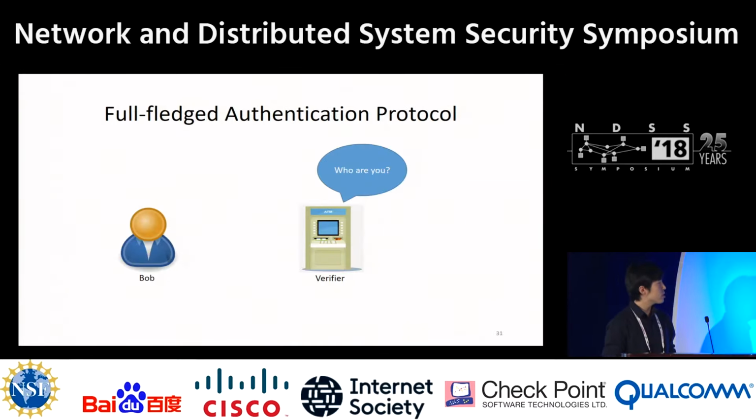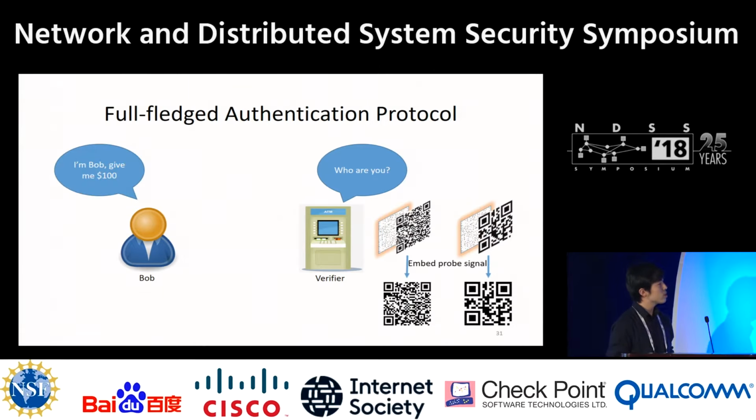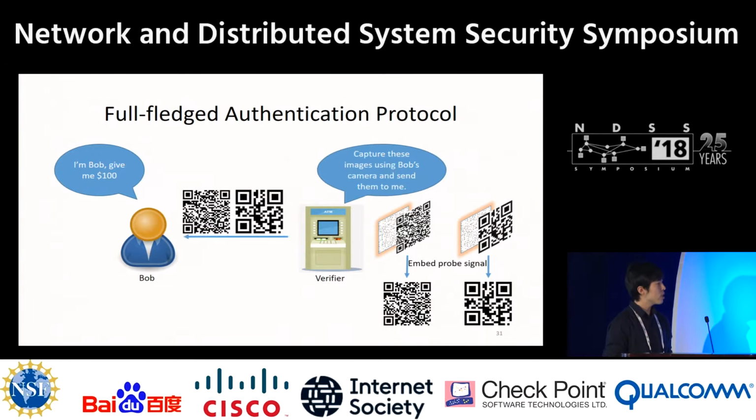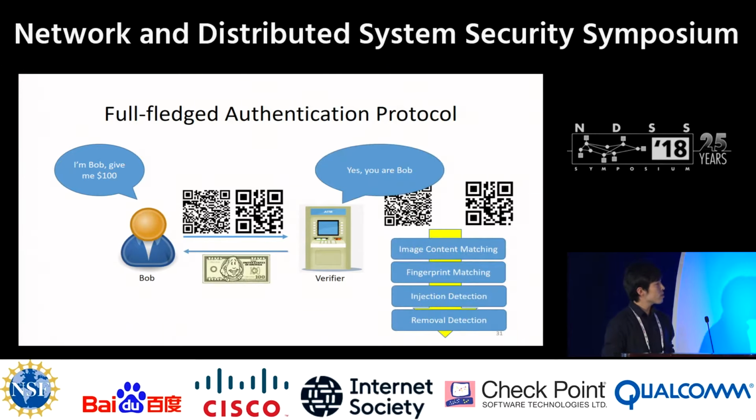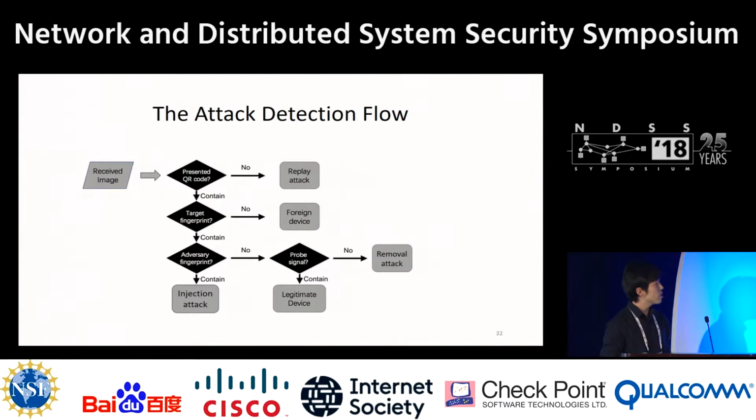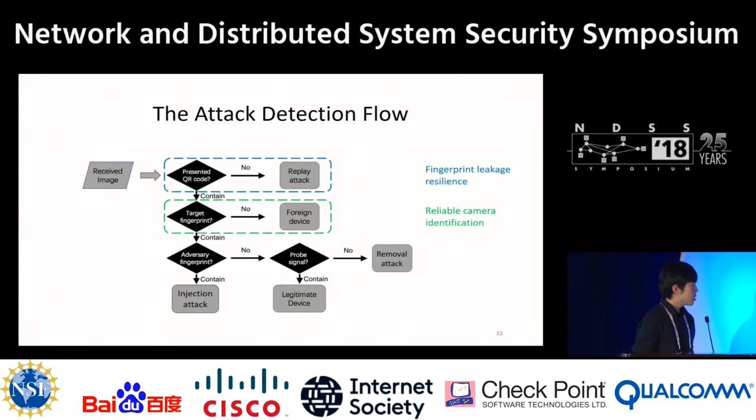So our authentication protocol now works like this. The user will send the picture of two QR codes to the verifier, and the verifier will match the fingerprint and then perform a sequence of actions to detect all possible attacks. So the detection of the attacks involves these three components. First, forgery attack is detected by checking the QR code, and then we check the fingerprint to see whether the identity of the user is correct. And then injection and removal attacks are detected by checking the adversary's fingerprint and the probe signal.